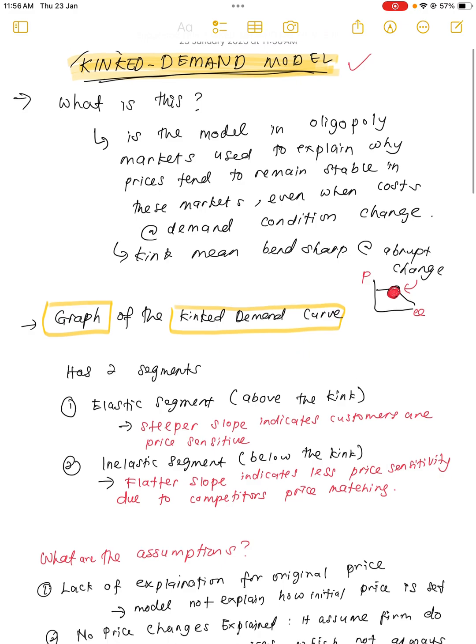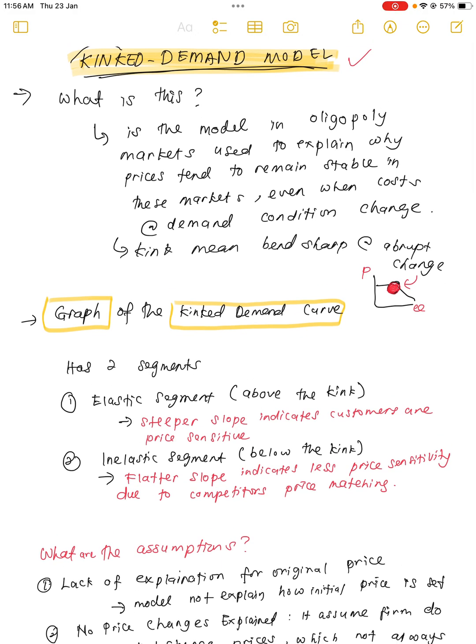Alright, now we need to know first, when we talk about Kinked, what does it mean? It is actually the model in the oligopoly market which explains why price tends to remain stable in this market even when cost and demand conditions change. So this is the Kinked model. Why does price remain stable even though the cost and conditions change? It stays stable, it does not change.